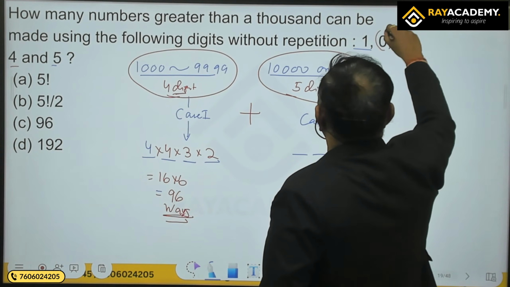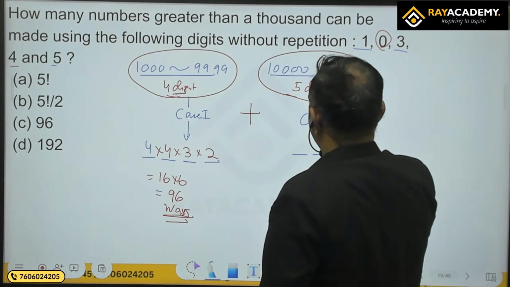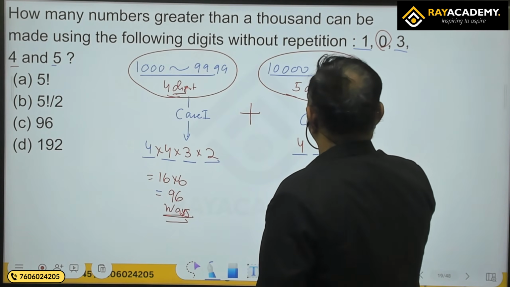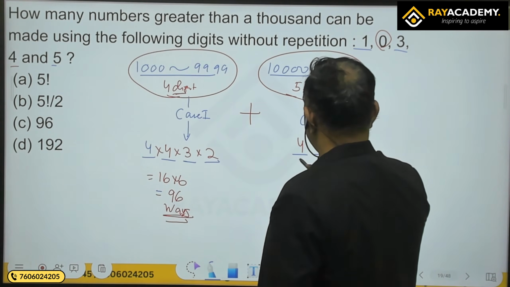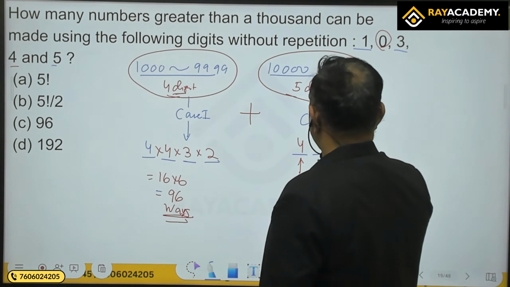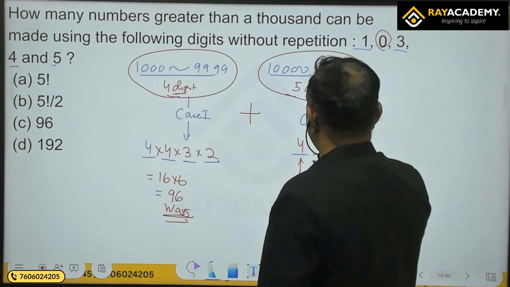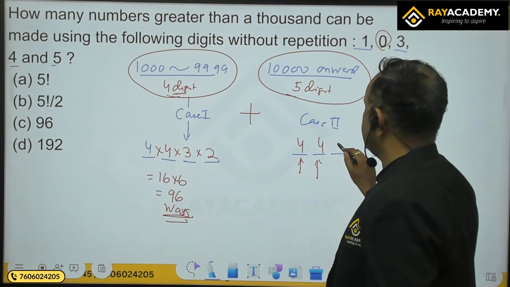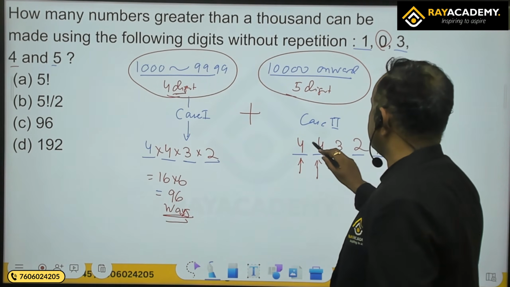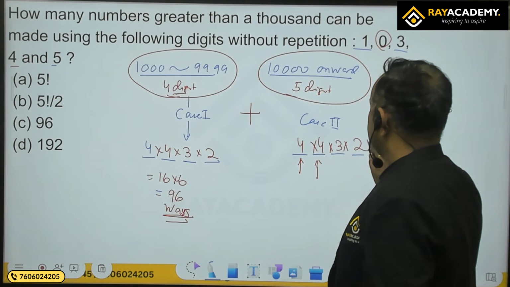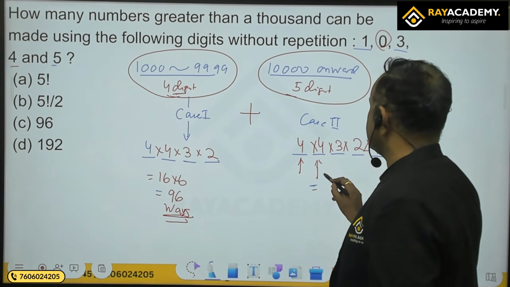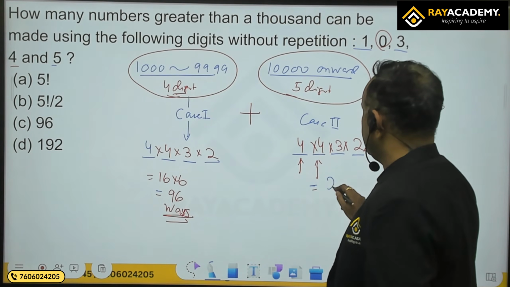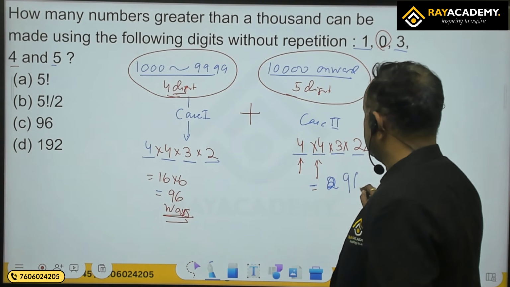So again this can be done in 4 ways. Now this place is gone. For this place, one more digit, the first place has been taken. 5 minus 1 gives 4. So this can be done in 4 ways. This can be 3. This can be 2. So this is almost the same thing. So this will also be 4 into 4 is 16, into 3 is 48, into 2 is 96.